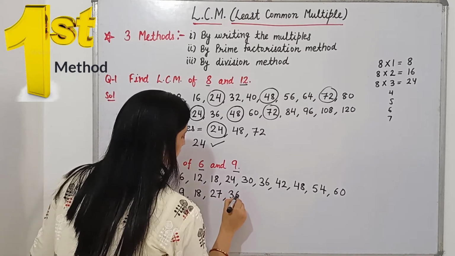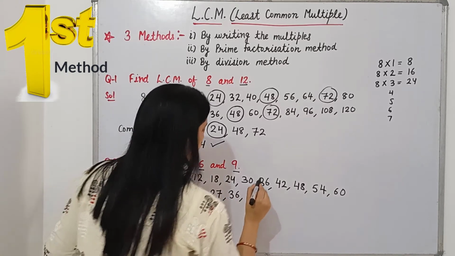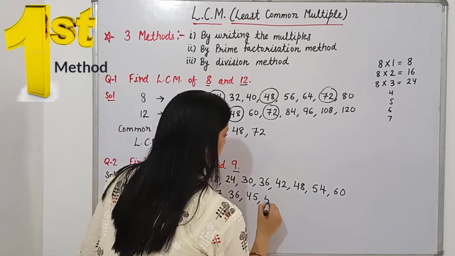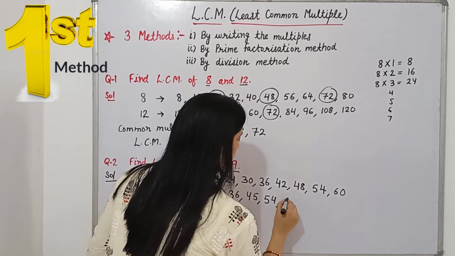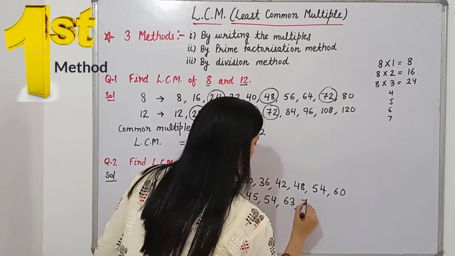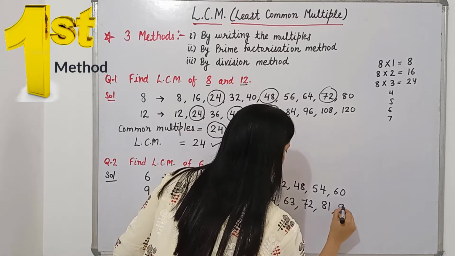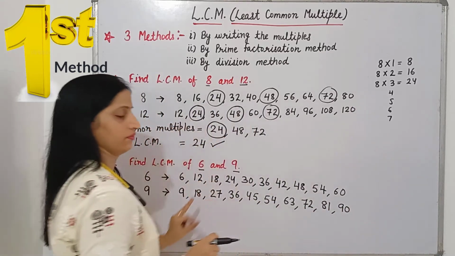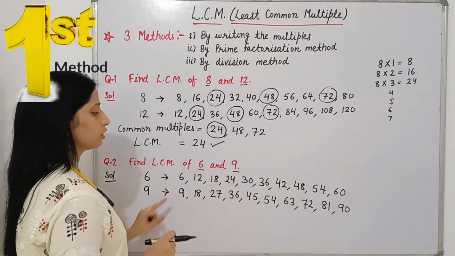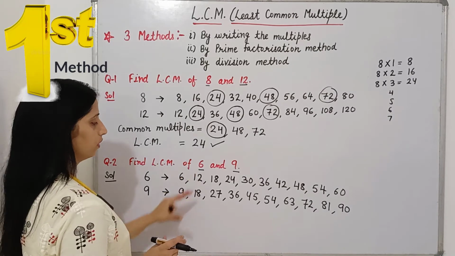27, 36, 45, 54, 63, 72, 81 and 90. Now our next step is to find out the common multiples between these two.